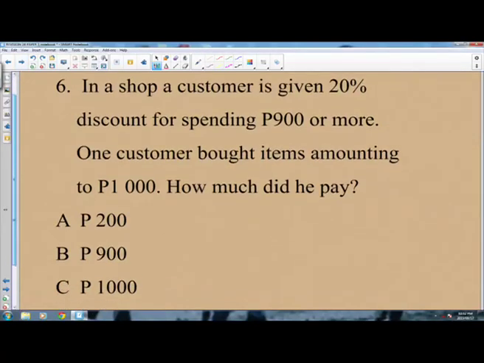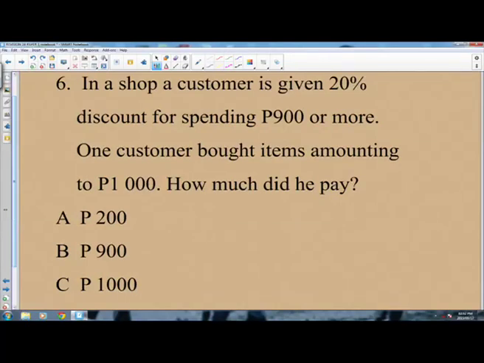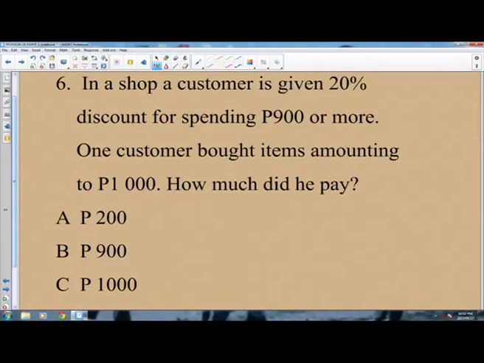So this person, we are told, bought items amounting to 1000 pula. So you have to calculate how much he will pay. The 1000 pula is more than 900 pula. Therefore, because it's more than 900 pula, this person is going to be given a discount of 20%. So we'll have to calculate the 20% of 1000 pula. And then after calculating the 20% of 1000 pula, we have to subtract that amount from 1000 pula. That is the money this person is going to pay.